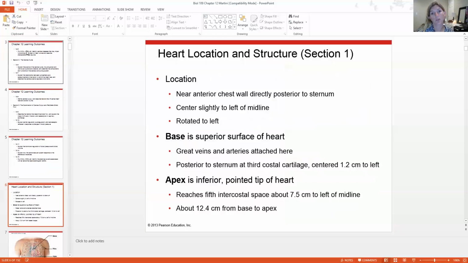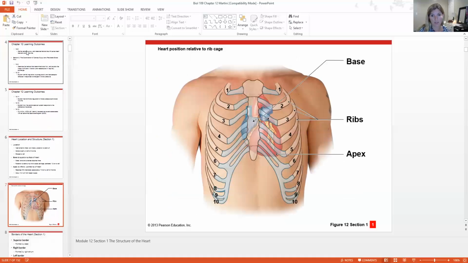Anyways, all right. Let's talk about the heart, where it's located and what makes it up. It's basically in the mediastinum, slightly left of the center line of the body. It's rotated left as well. The base is the superior part of the heart, so it's kind of like an upside down triangle. The apex is the inferior tip. It's pointing down towards the left, and it has great arteries and great veins coming off of it, as we mentioned a little bit in the last lecture.